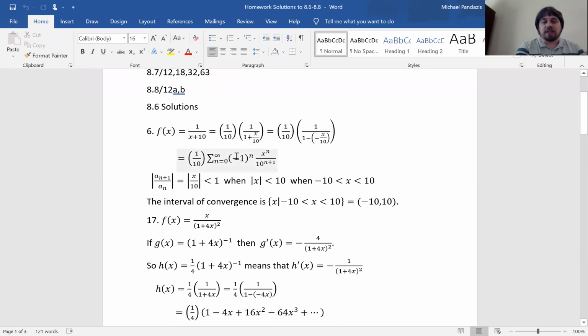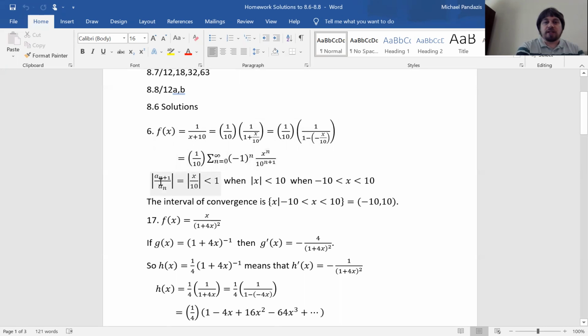And so this is equal to 1/10 times the series representation of 1 over 1 minus negative x over 10, right? So 1 over 1 minus negative x over 10 is a geometric series where the common ratio is negative x over 10, and the first term is 1. And so I wrote it like this.